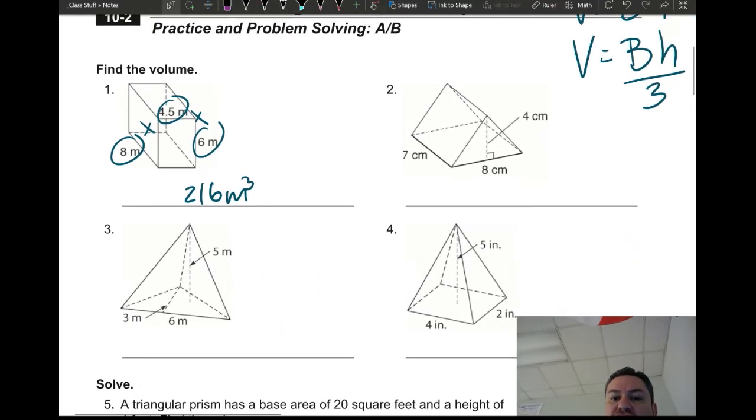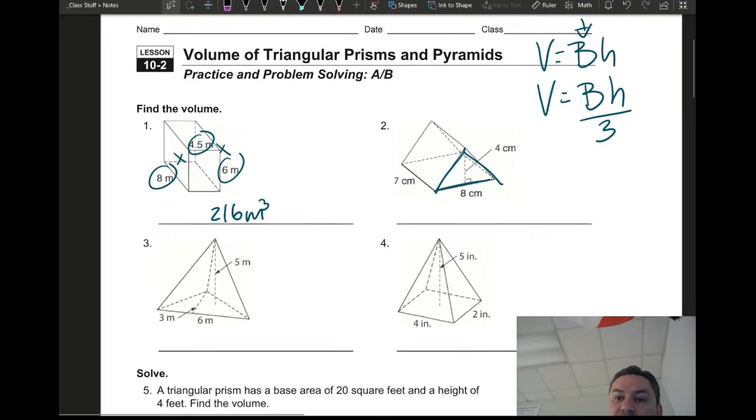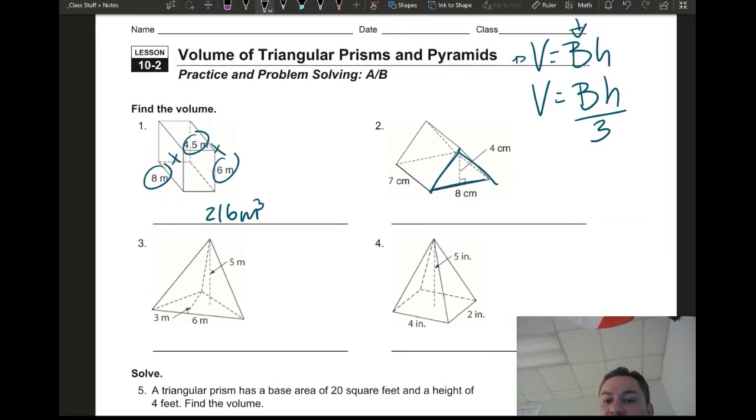Now, this is a triangular prism. How do I know it's a triangular prism? Because my base is a triangle. You can either work it with this formula: find the area of the base, which is 8 times 4 divided by 2, because area for a triangle is base times height divided by 2, and then multiply by the height. So the fast way to do this: multiply the three numbers and then divide by 2.